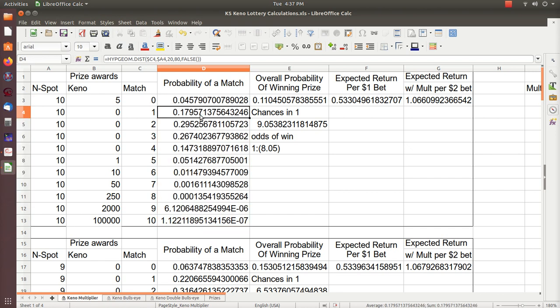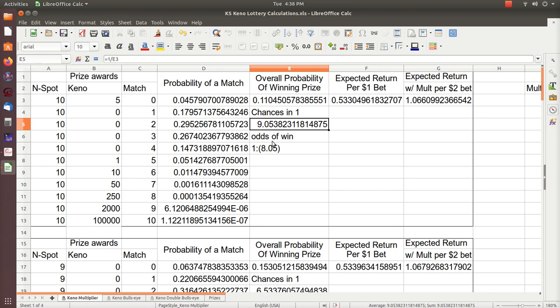Now notice that the probabilities that are associated with winning, which are these, a match of 0, 5, 6, 7, 8, 9, 10. So if you add these numbers up, that's the probability of winning base casino. Now if you take the reciprocal of that probability, which is called chances in 1, you get 9.05. And what this represents is roughly every 9.05 games you expect to win base casino.